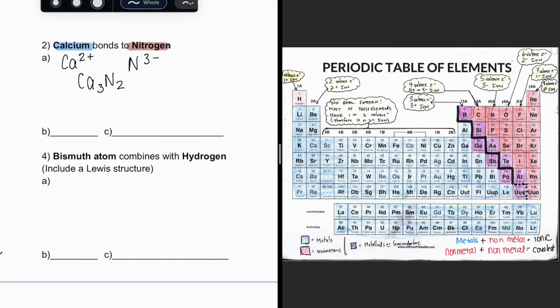Or if I have trouble with that way, I can do the drop and swap, where I bring down my Ca and my N. The 2 from the Ca comes over here to my N, and the 3 from my N comes over here to my Ca. Either way, I'm going to end up with Ca3N2. Now, since they're bonded ionically, all I need to do is write out my words and change my ending to "ide." So I have calcium nitride.